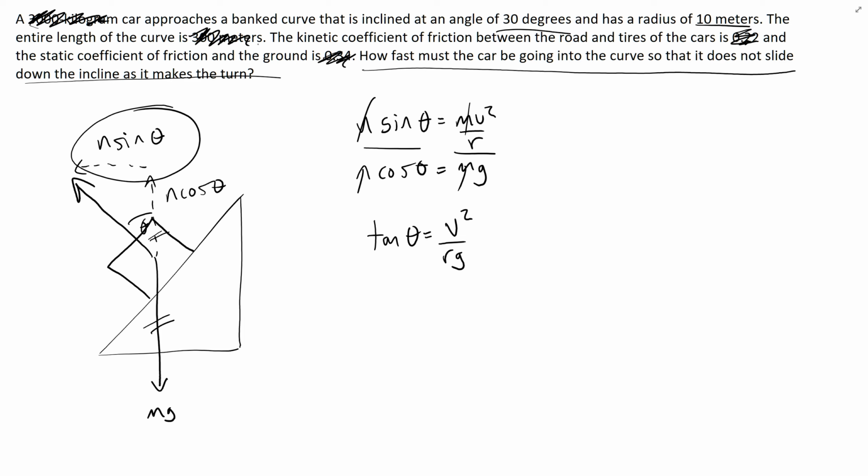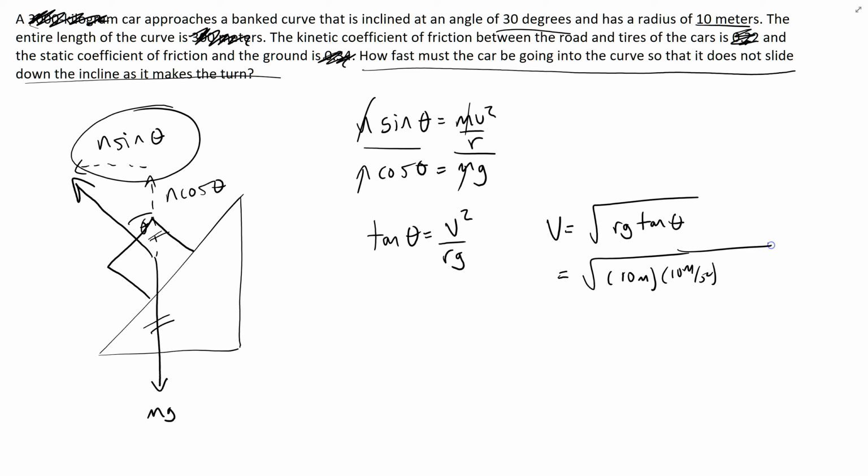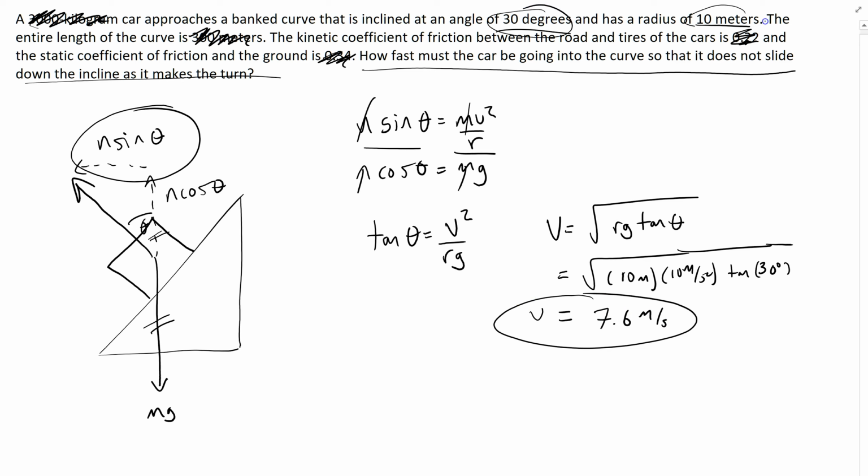All right, so to figure out how fast, we just need to find v squared. So we take this whole thing and rearrange to find v, which is the square root of r g tan theta. You plug in your radius of 10 meters, your acceleration due to gravity, we're going to use 10 meters per second squared, and then tangent of 30 degrees, and you are going to get 7.598, so we're going to call that 7.6 meters per second, which is pretty slow, but it's reasonable for this small of an angle and small of a radius.